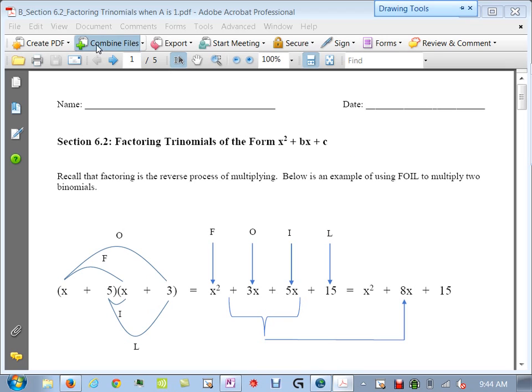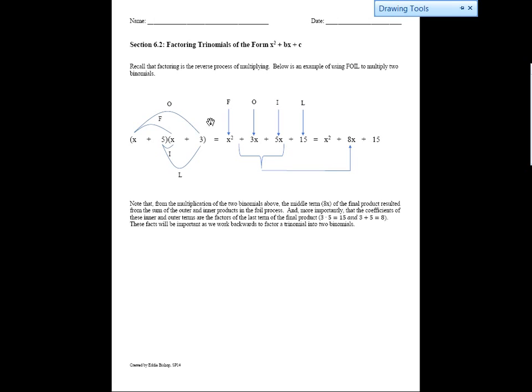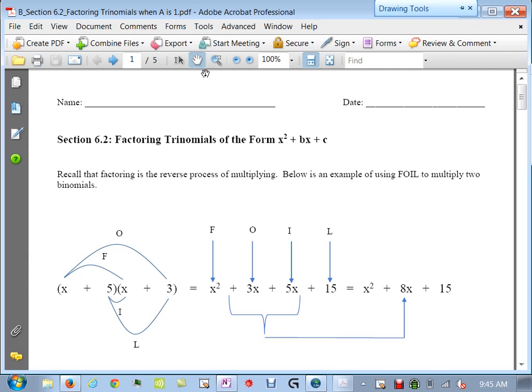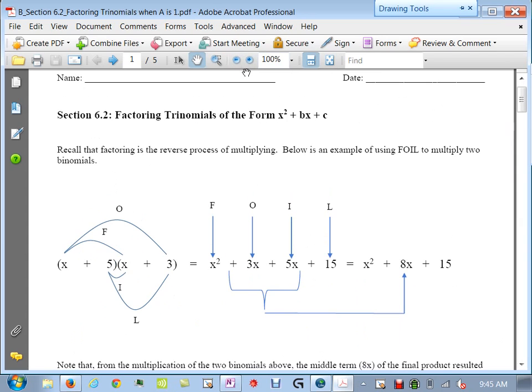All right. View, full screen, Control L. That's no good. Can y'all see that all right? Okay. You've got it in front of you. We've got it up on the board.